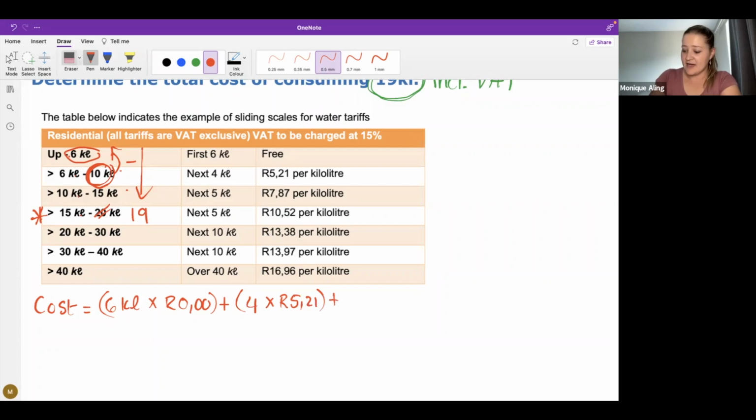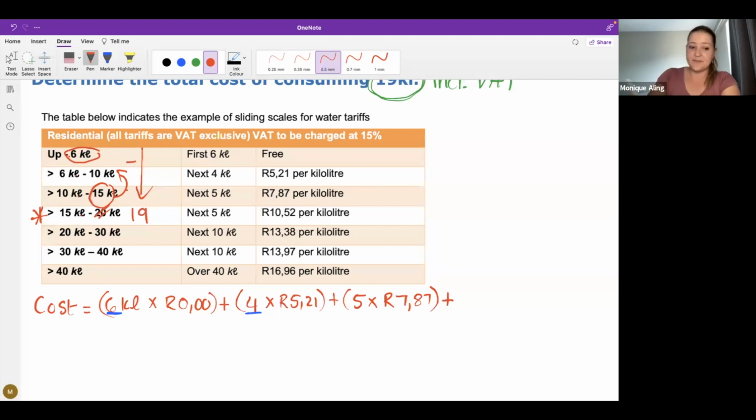Okay, then I go to the next range, 15. I say 15 minus 10. Because now so far I have been charged for 10. It was 6 in the first bracket, 4 in the second bracket. So 15 minus 10 means I'm only going to be charged for 5 in this range. So 5 times by the price of the range.